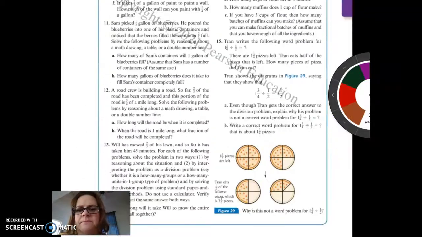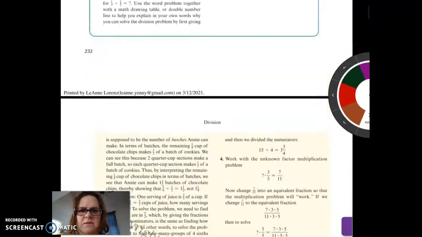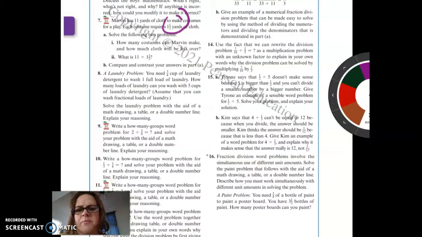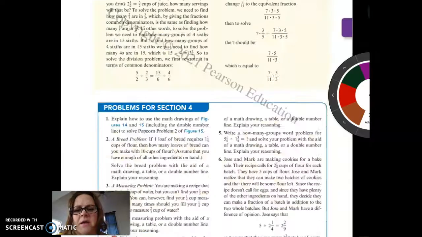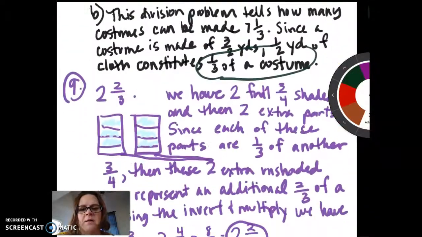All right, number 9. Number 9, here we go. It's in this top one. There it is. Write a how many groups word problem for 2 divided by 3/4, and then solve it with a math drawing or a double number line, which could be considered a math drawing as well.